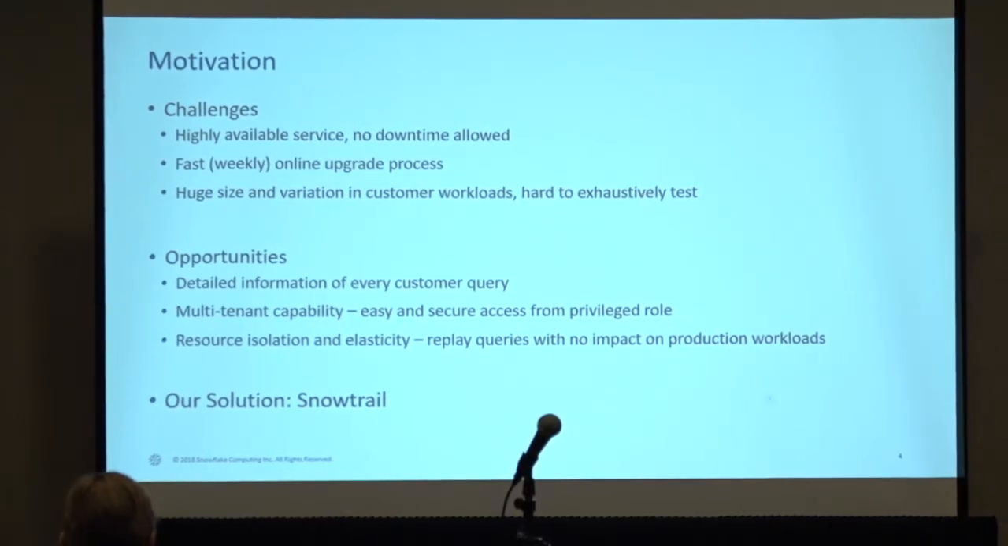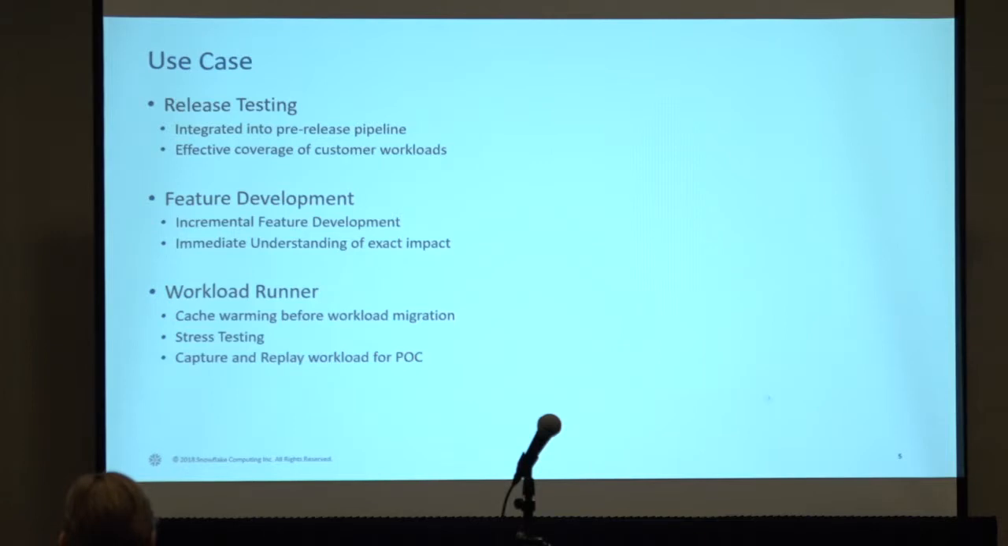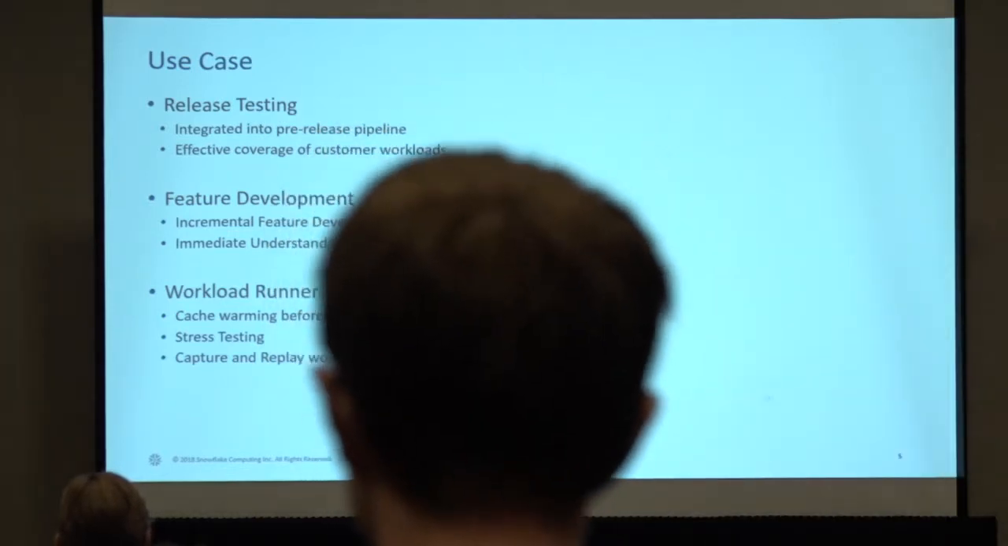So our solution to solve this set of challenges, utilizing the opportunities, is a framework that we call Snowtrail. Snowtrail internally has three main use cases in Snowflake. The first one is release testing. This is integrated into our pre-release pipeline. We have a weekly release pipeline, and before release, we run Snowtrail as the last step before we migrate customers to the new release. This achieves effective coverage of customer workloads.